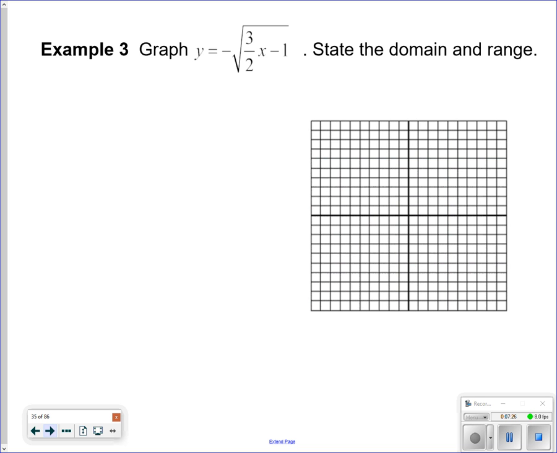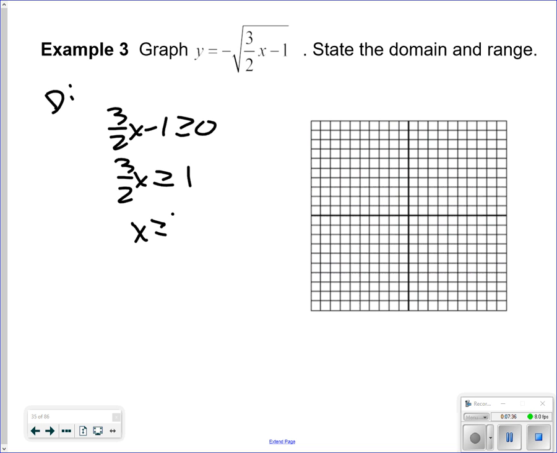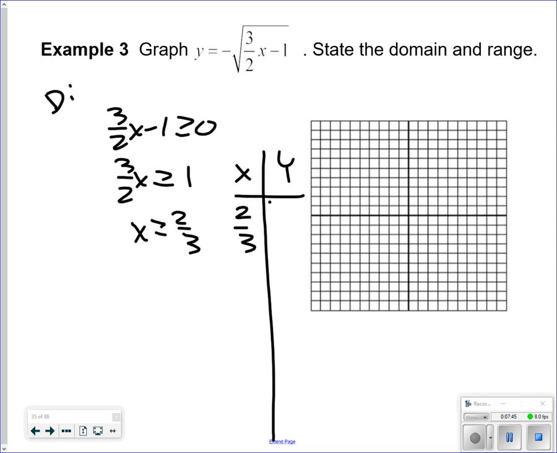A little more challenge to this one. So I need the 3/2 x minus 1 to be greater than or equal to 0. So this is how you're going to come up with your domain. 3/2 x, so I end up getting x is greater than or equal to 2/3. So again, the only point that I am requiring you to have is the first point of the domain. So when you plug that one in, that's the point that you have to have.